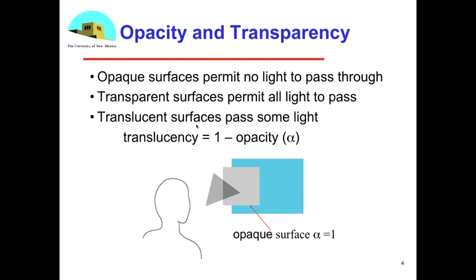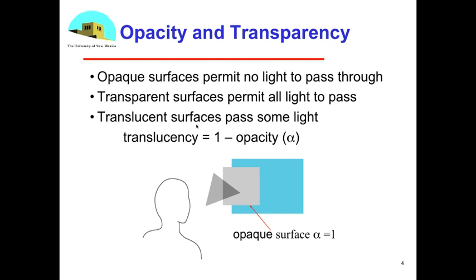Translucency is really the more commonly used term, and it allows us to have somewhere between full opacity and full transparency, and simply translucency is 1 minus the opacity. So in OpenGL, when we use RGBA, the A is the opacity value, and if we want to talk about translucency, then it's 1 minus the opacity.